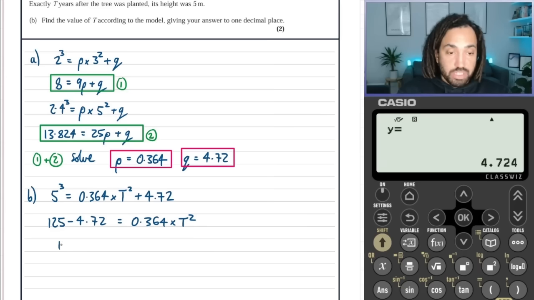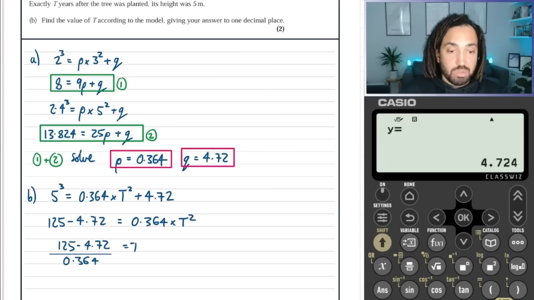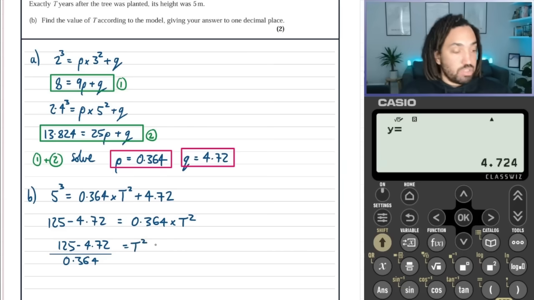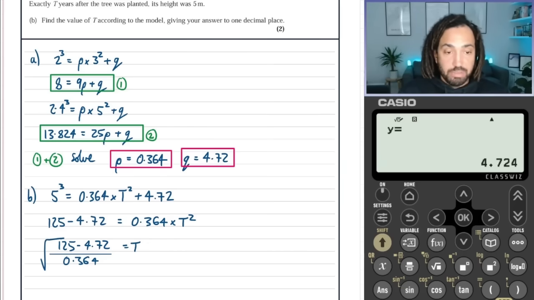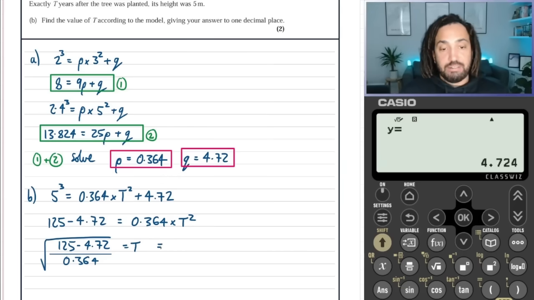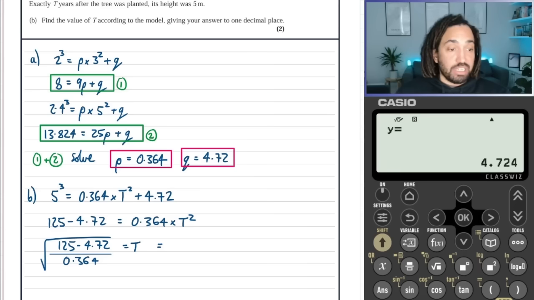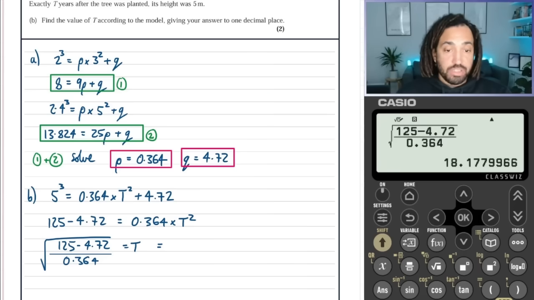So then we just divide through by 0.364, and that will equal t squared. And then we can just simply square root both sides to find t. Okay, and then we can put it in our calculator. Okay, so the answer is 18.2.